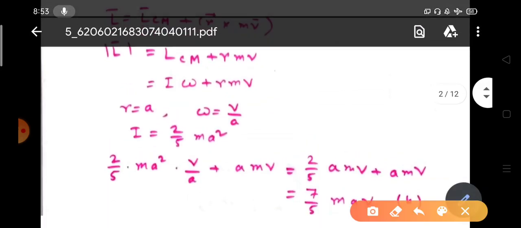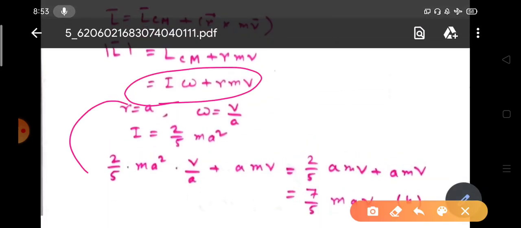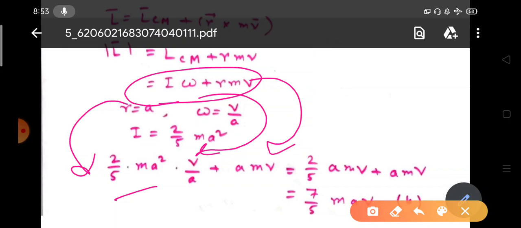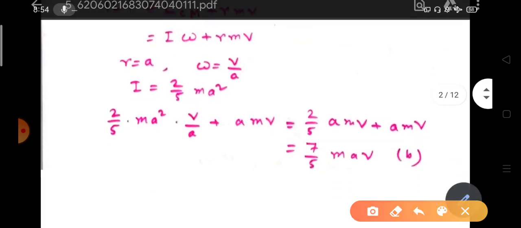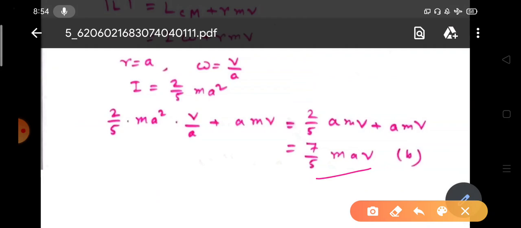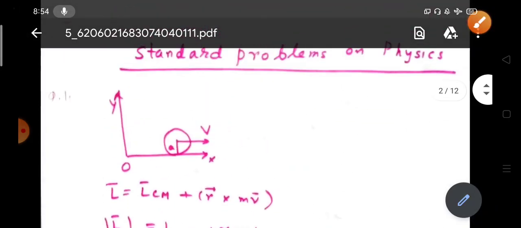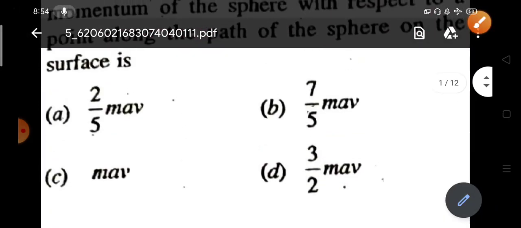So put this value in this equation: 2/5 into ma squared, omega is v by a, plus rmv becomes amv, that becomes 2/5 a into amv plus amv. After simplification or addition we get 7/5 mav. So option B is the correct option, that is 7/5 mav.